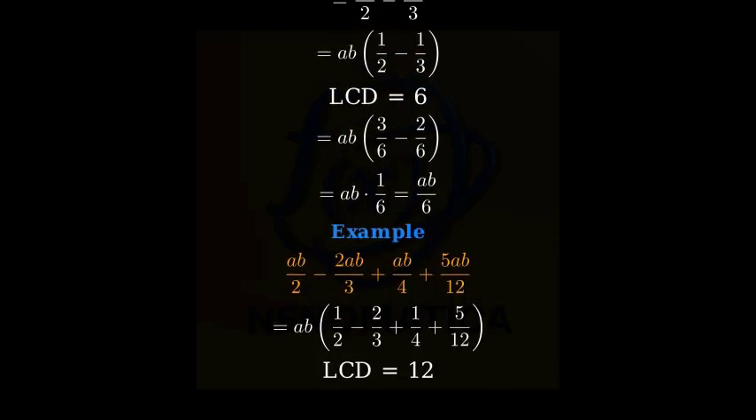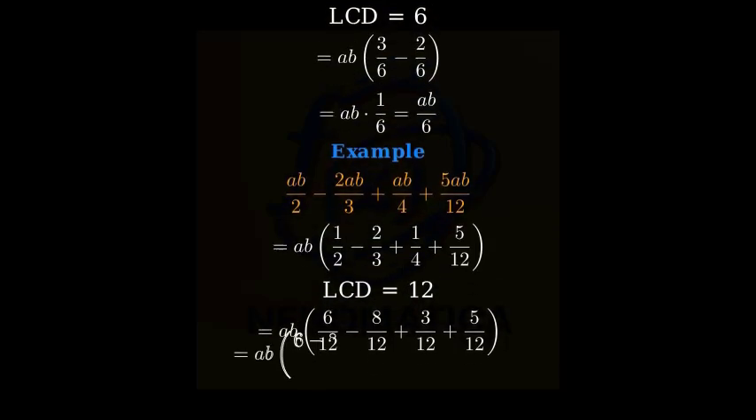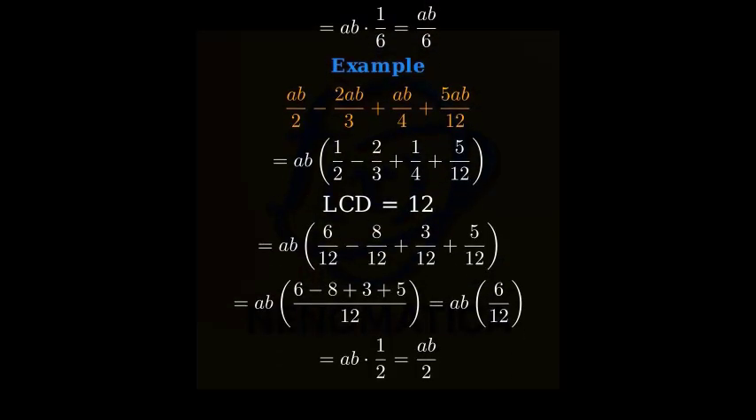To add and subtract these fractions, we need a common denominator. The least common denominator of 2, 3, 4, and 12 is 12. Converting to equivalent fractions with denominator 12, we get ab times open parenthesis 6 over 12 minus 8 over 12 plus 3 over 12 plus 5 over 12 close parenthesis. Adding and subtracting these fractions, 6 minus 8 plus 3 plus 5 equals 6 over 12. Simplifying 6 over 12, we get 1 over 2. Therefore, our final answer is ab over 2.